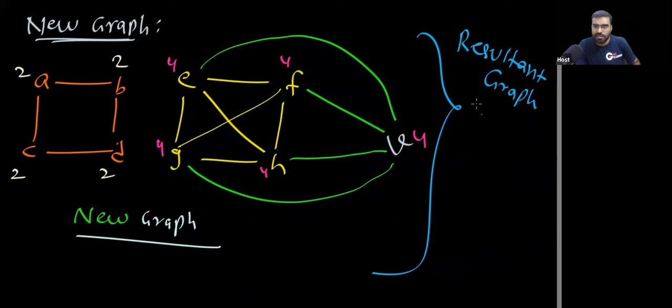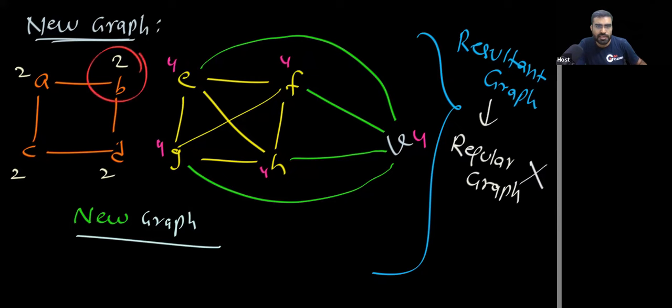Tell me, this resultant graph, is this a regular graph? This is not a regular graph. You can notice here, this vertex has degree 2, this vertex has degree 4. Regular graph means every vertex has the same degree.